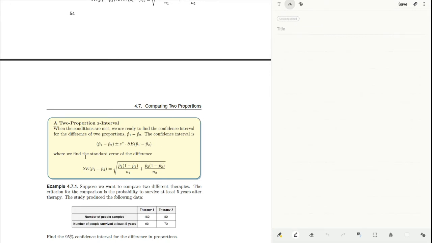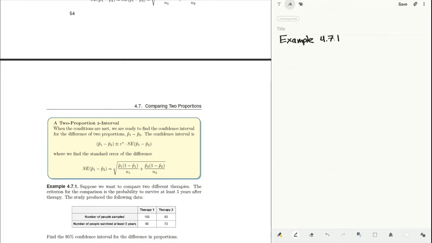So the interval is given by the estimate, the difference between their two sample proportions, P1 hat minus P2 hat, plus or minus the critical value, which is Z star, multiplied by the standard error, where the standard error is given by the square root formula. So let's take a look at an example of finding a two proportion Z interval.